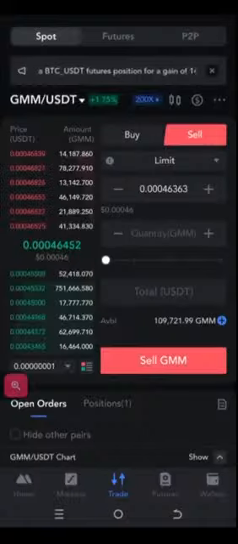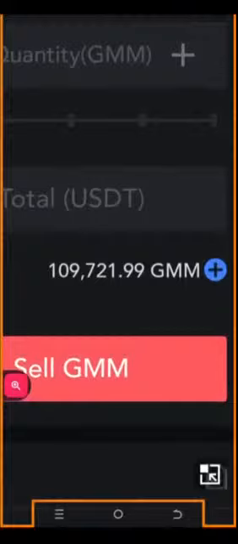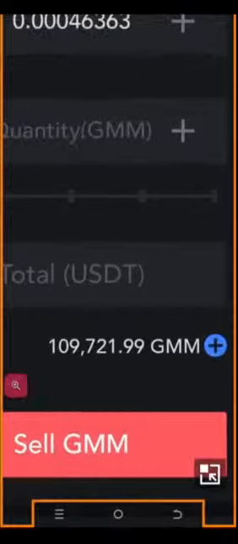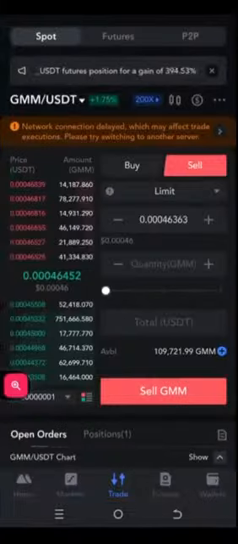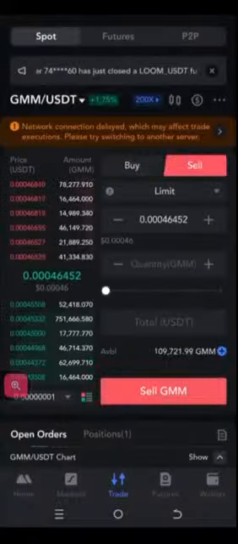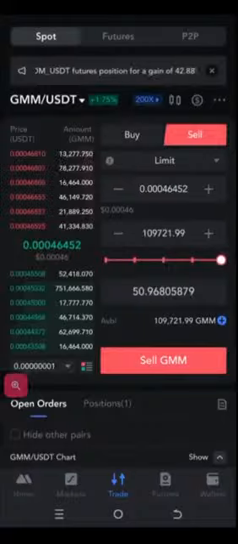All right, it's here. As you can see, we've got our money here. That's 109,721 GMM. Okay, so let's go quickly and set our sell limit. But let's just even quickly see if we want to sell outright, right? What is that going to give us? Okay, so let's put the entire 100%. Oh, this is 50.96. So that means if I click on sell, that's going to put me in the queue.